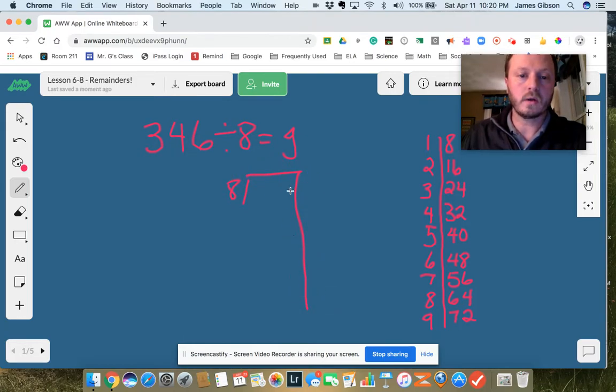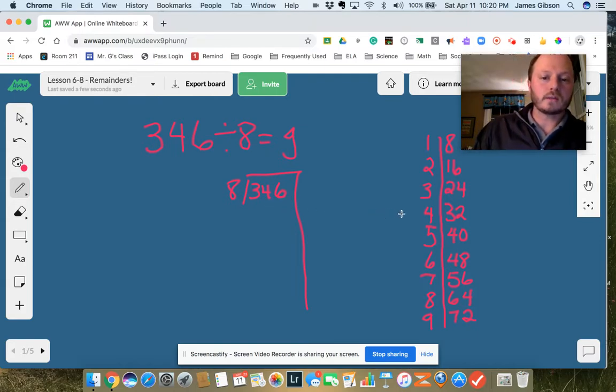So 346 divided by 8. Our problem should look similar to this. You should have the line down the side, and then we can start thinking about our partial quotients that are going to help us divide up 346 into smaller, more manageable parts. Right away I look at 346 and I think about an extended fact that's close to that without going over, and I see 32. Yes, 320 is pretty close to 346.